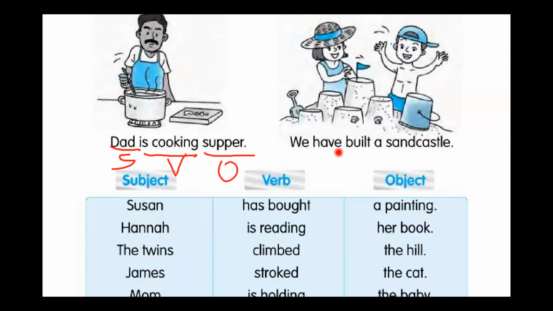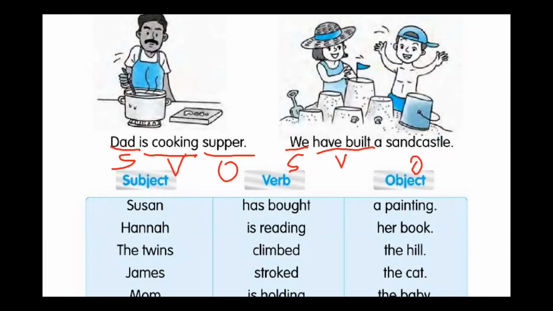Next, we have built a sand castle. We is the subject, have built is the verb, a sand castle is the object. What is T over here? T is silent. आप castle नहीं कहेंगे. Sand castle. T is silent in this word.